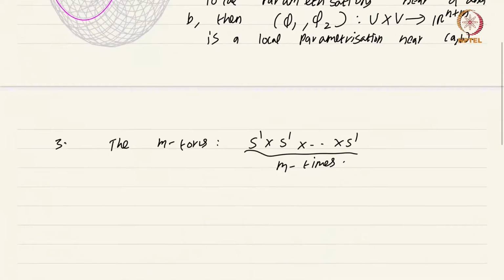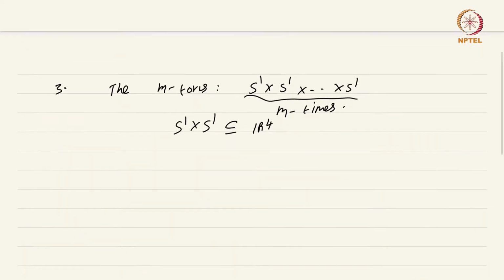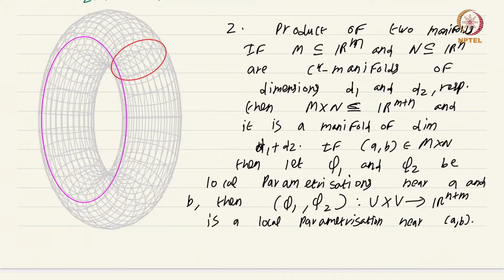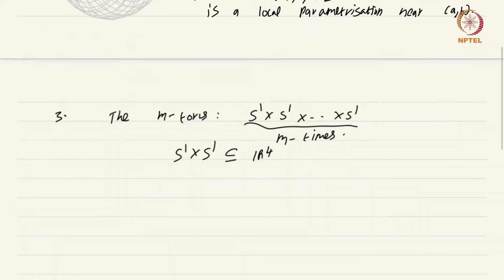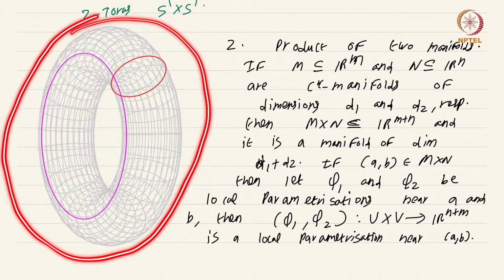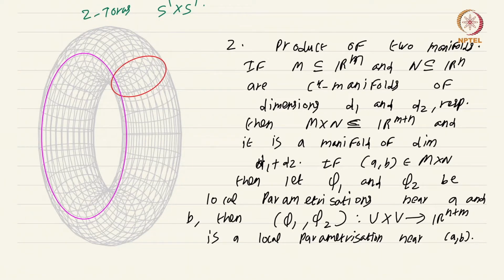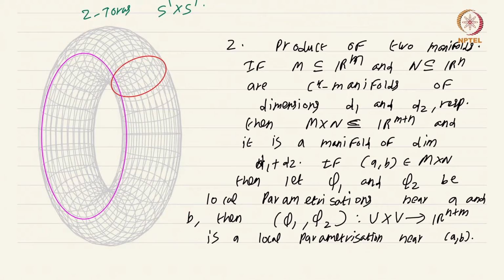Now if you think about it for more than a few minutes, you will realize that this S1 cross S1 is a subset of R4, and what we have drawn here is clearly a subset of R3. So in what sense is this the two torus? Well, for that we need to introduce the notion of a diffeomorphism and so on, which we will do in due course. But for the time being, you can check that this object that we have drawn here is also a manifold. We will later show that this manifold is diffeomorphic to S1 cross S1. So this is a good representation in R3 of the two torus S1 cross S1.